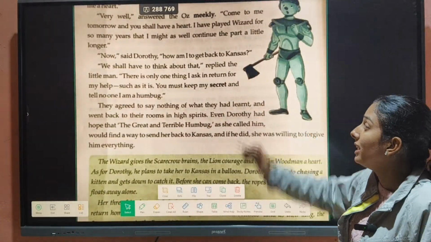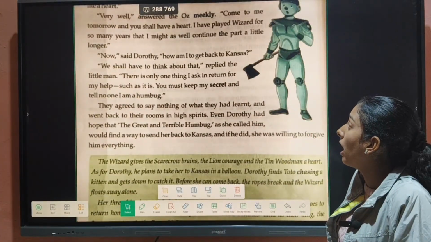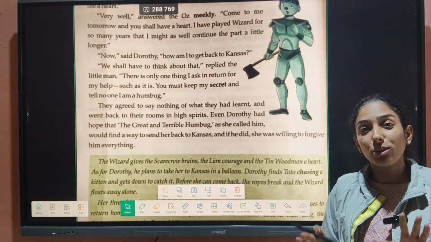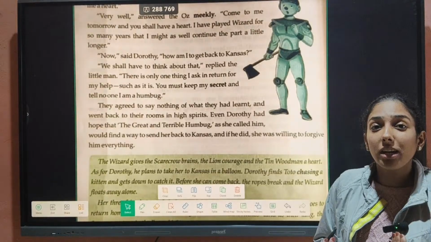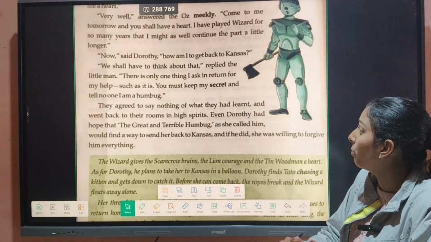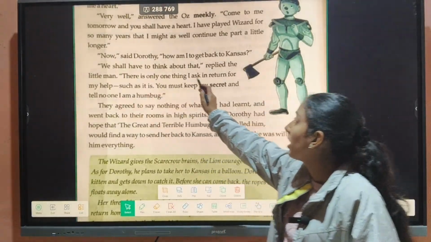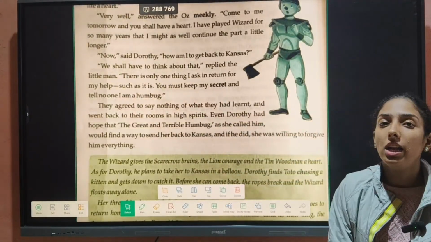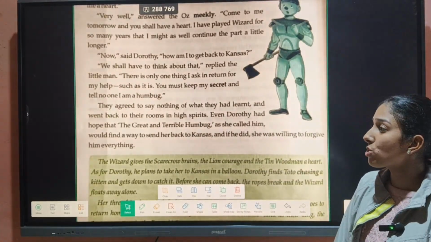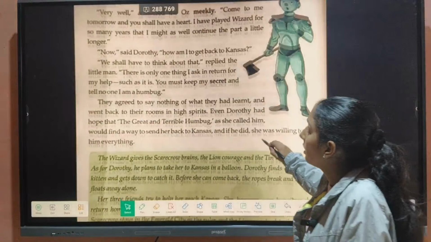"Now," said Dorothy, "how am I to get back to Kansas?" Now Dorothy is saying that finally, think about me also. How will I get back to my home? "We shall have to think about that," replied the little man. That little old man, Oz, replied that yes, we'll also think about that.